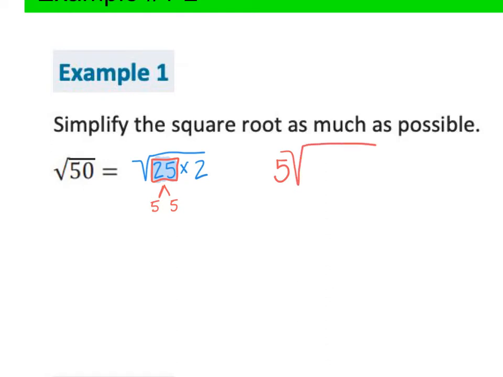So now this says 5 times the square root of, well, what's left inside? I took that 25 out. What's left inside is just a 2. So I want you to know that we just simplified this square root as much as possible. Okay? We took the square root of 50, we broke it down into the square root of 25 times 2, and then we were able to find the square root of 25 was 5, and we removed it from our radical to the outside. Okay? So that is how we simplified this as much as possible.